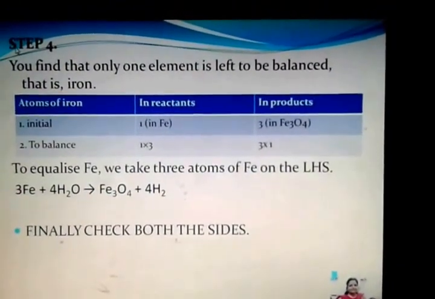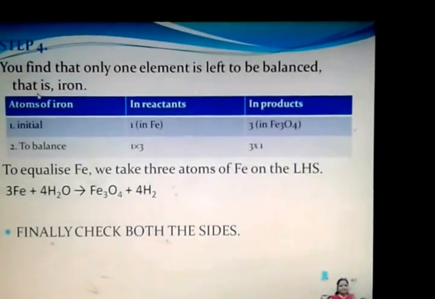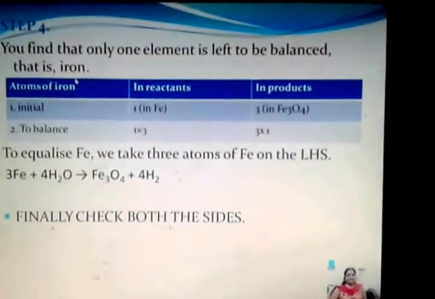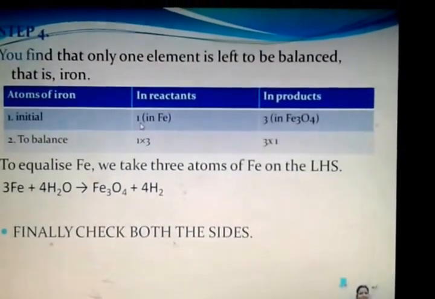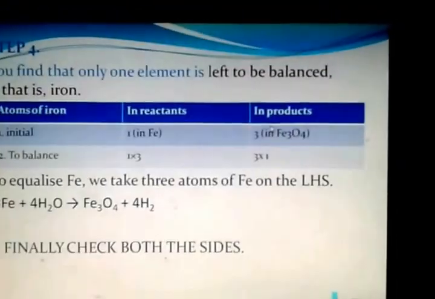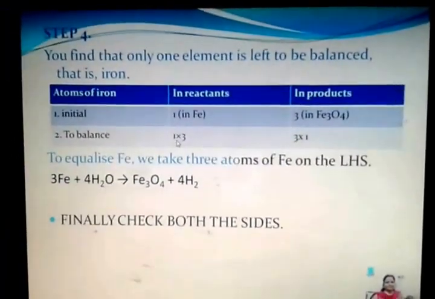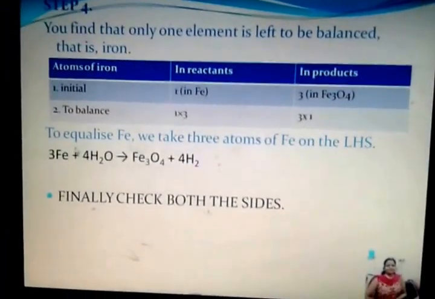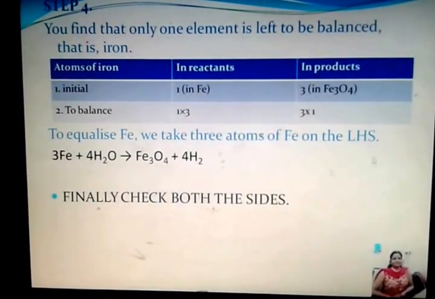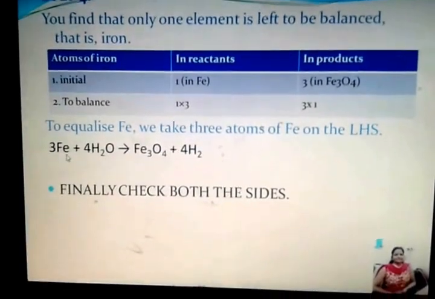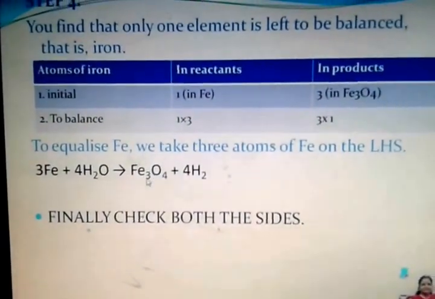Now step 4. You find that only one element is left unbalanced, that is iron. Initially iron is 1 in the reactant and in the product it is 3. To balance, 1 into 3, 3 into 1. To equalize Fe, we take 3 atoms of Fe on the left hand side. See here, 3 Fe. To balance it, we put 3 here. Now it is Fe3 on the right hand side.